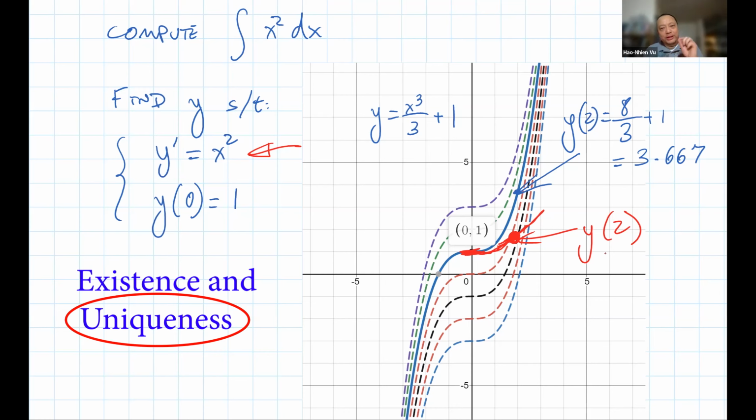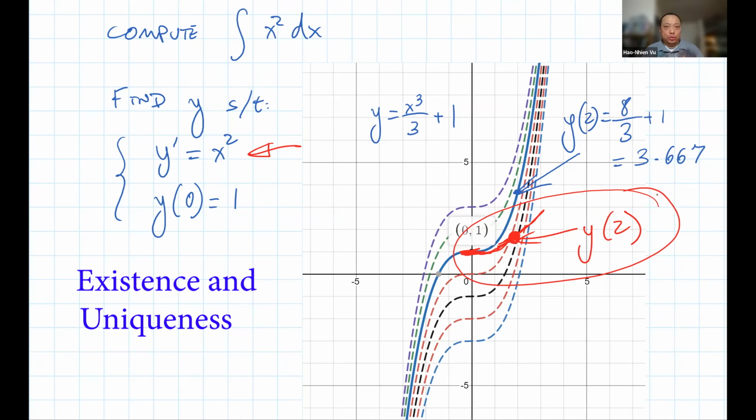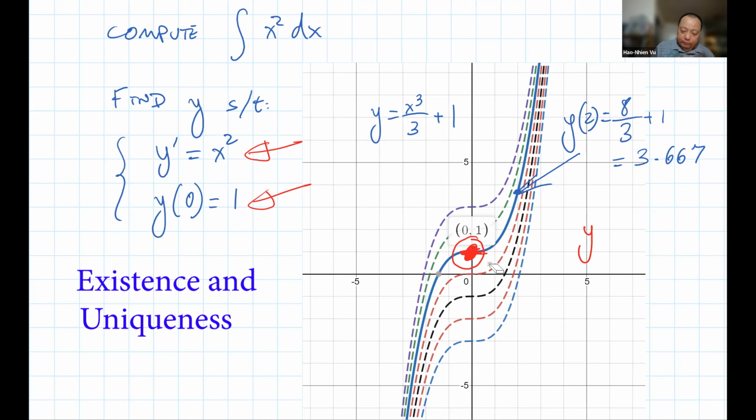But we still need to make sure it's unique. We still need to make sure that this possibly second solution does not exist. That's why as you go through this differential equation course, always take note of the existence and uniqueness theorems. Now for this particular example, luckily, the conditions for existence and uniqueness are both met. We don't have to worry about that extra curve. It doesn't exist.